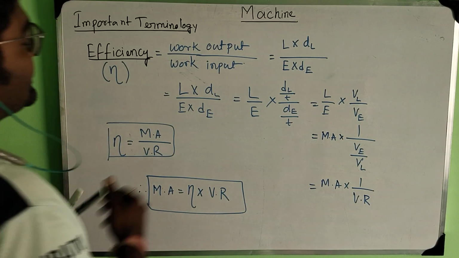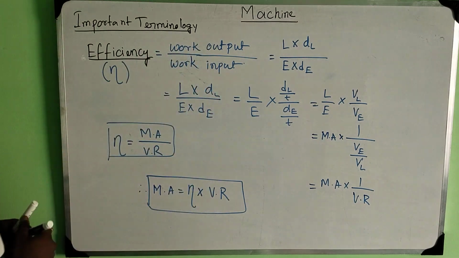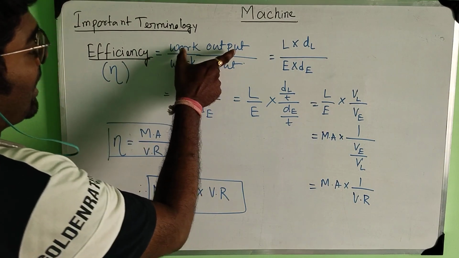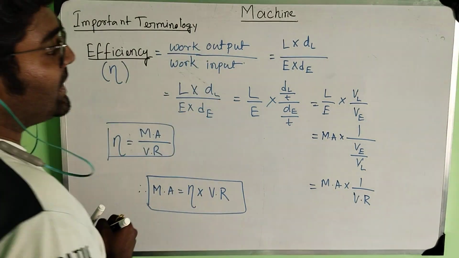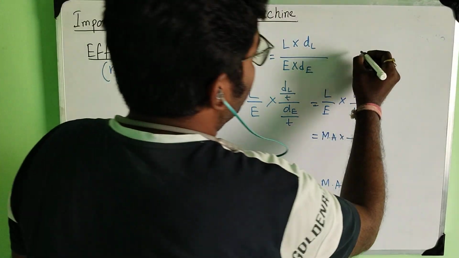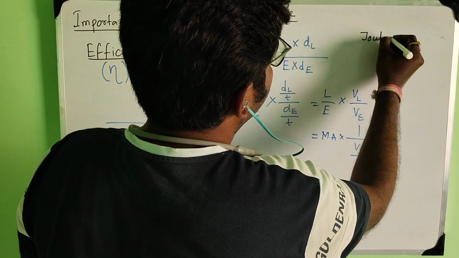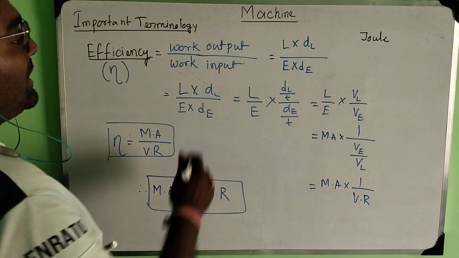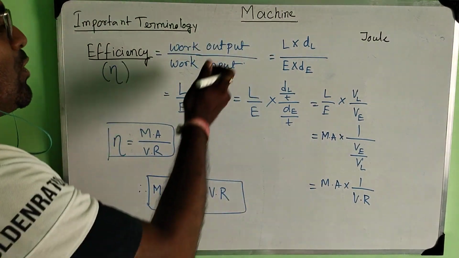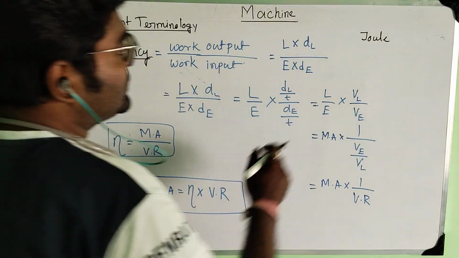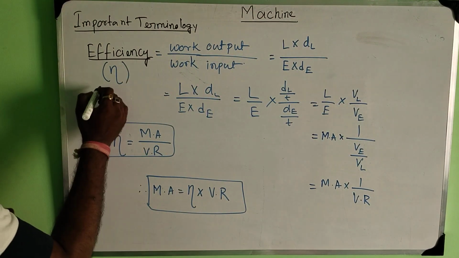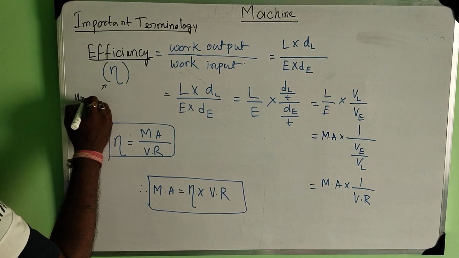Again, efficiency is also the ratio of two similar quantities, work done output by work done input. We know that the unit of work done is joule. Work done output is in joule, work done input is also in joule. So I can say that efficiency is also a unitless quantity.